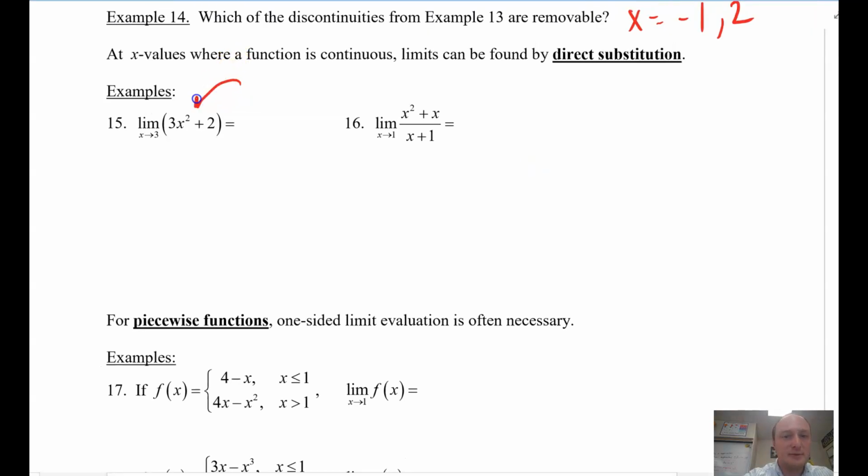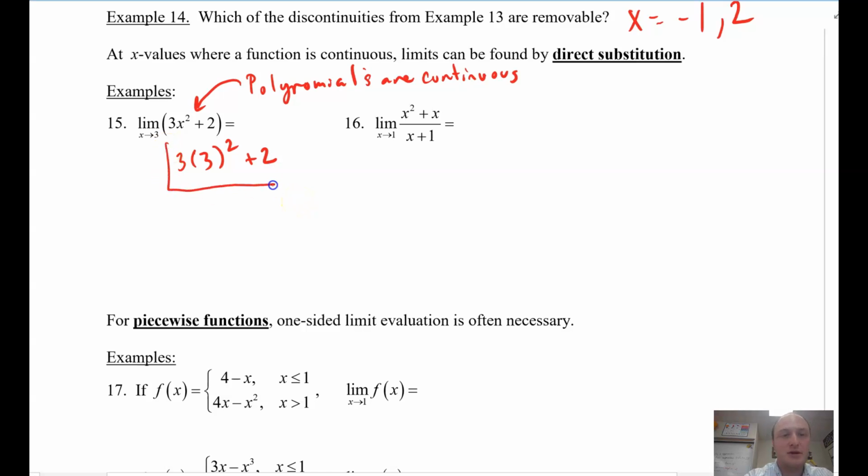And this is a polynomial. And polynomials are continuous for all real values. So all you have to do to find the limit, since they want to know the limit at 3, is plug in 3, and I'm done. That's it. This would be your answer.